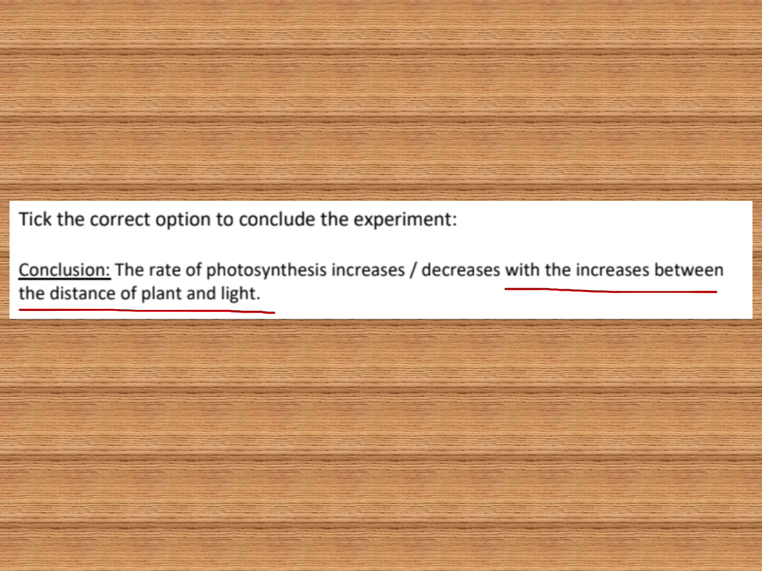So do you think the rate of photosynthesis increases, children? Rate means the speed of photosynthesis or the amount of the products made in the photosynthesis. So do you agree that the rate of photosynthesis will increase with the increase in the distance between the plants and the light? No, right? So the rate of photosynthesis decreases with the increase between the distance of the plant and light.